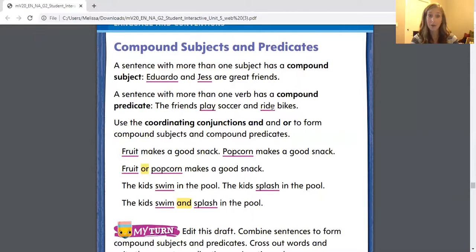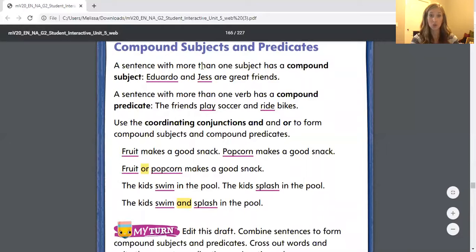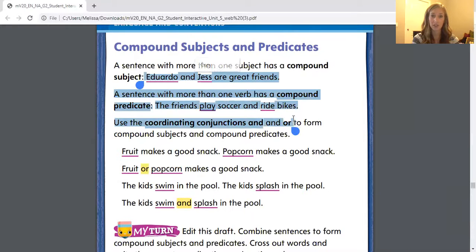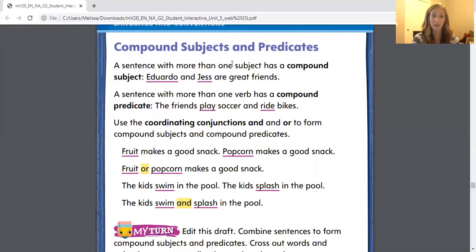So I can have a compound subject, which is 2 people or things that the sentence is about, or even more. And I can have a compound predicate, which is where there's more than one verb. If we want to combine these, we have to use coordinating conjunctions. You have to use the word and or the word or to form compound subjects and compound predicates. In the two sentences we just looked at, both use the word and to either combine the subjects or combine the predicates.